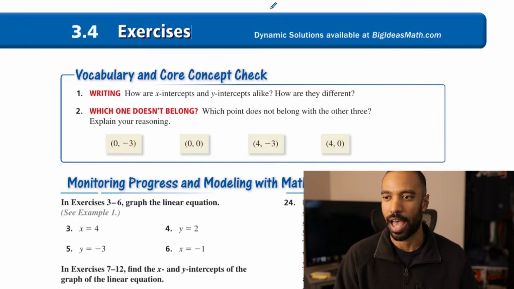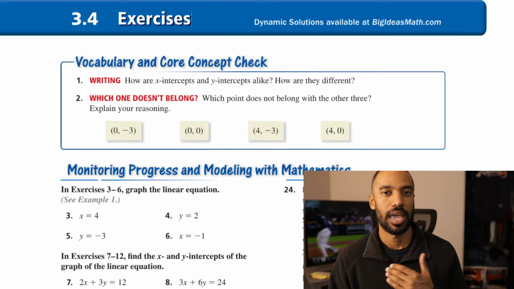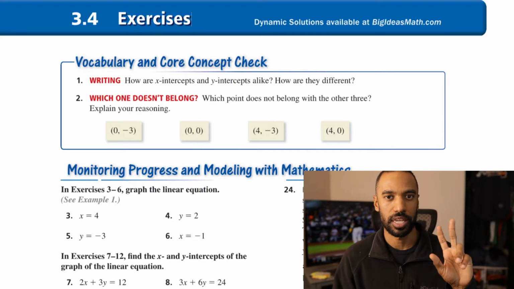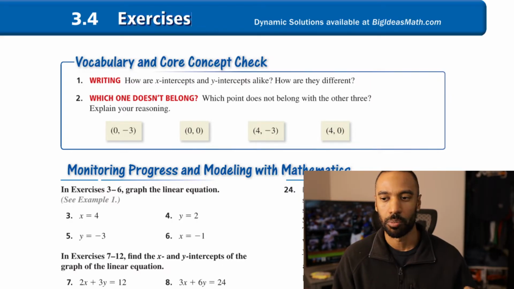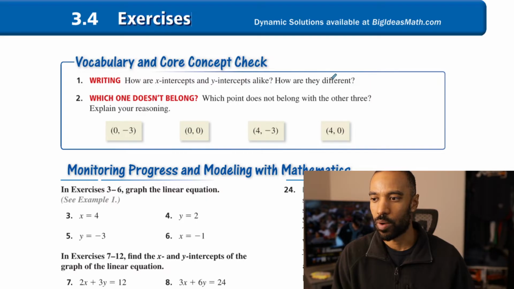What I think is going to happen, though, is the problem set will become more concise as a result. I'm going to do the problem set based on the notion that you heard the lecture portion a little more. So let's start with the vocabulary and core concept check, though. How are x and y intercepts alike?